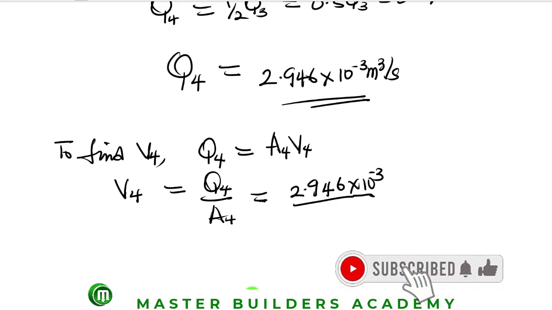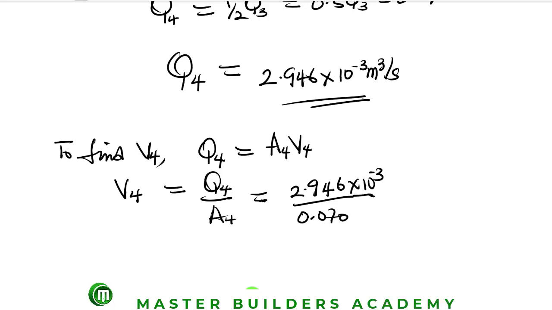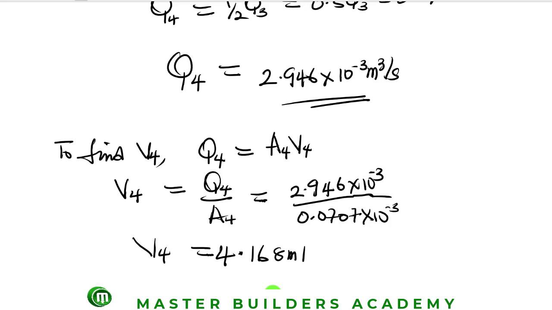which is 0.0707 multiplied by 10 raised to the power of negative 3. And then when we calculate for V4, the answer becomes 4.168 meters per second. So this is what we have so far.